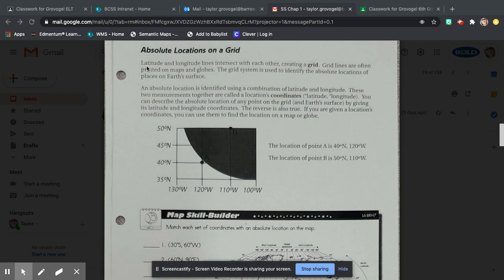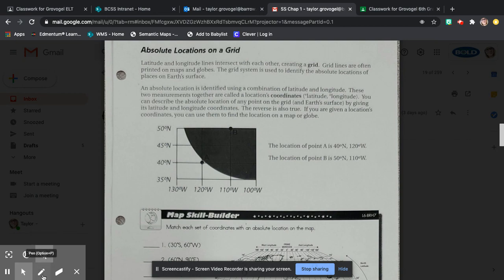So I'm going to start reading right here where it says latitude and longitude lines intersect with each other, creating a grid. Grid lines are often printed on maps and globes. The grid system is used to identify the absolute locations of places on Earth's surface. So let's go ahead and highlight some important information here. When the latitude and longitude lines intersect, it is called a grid.